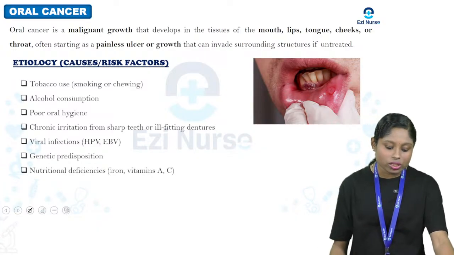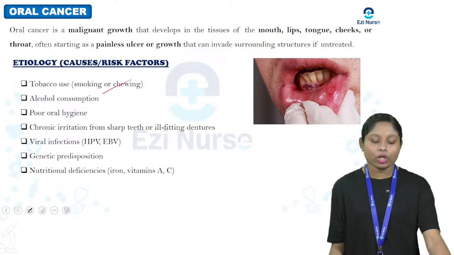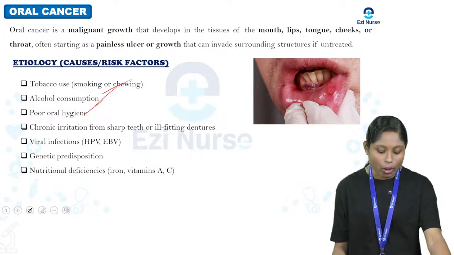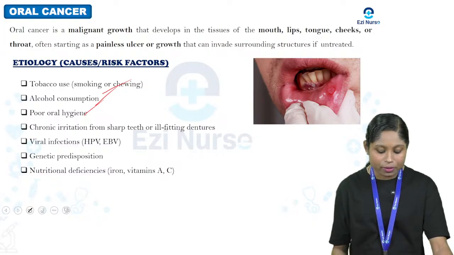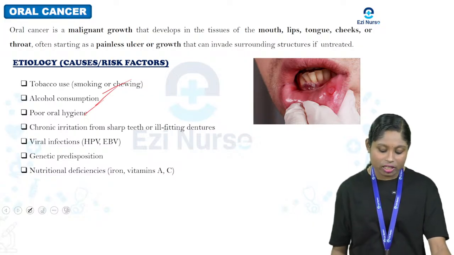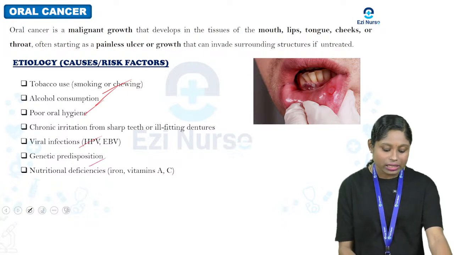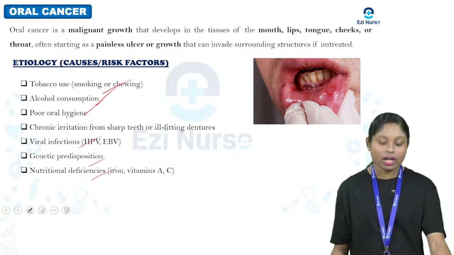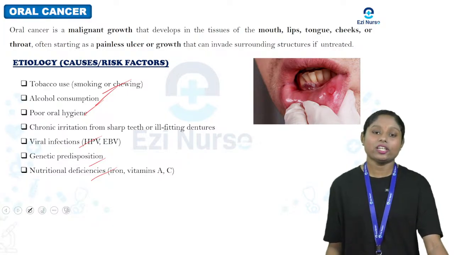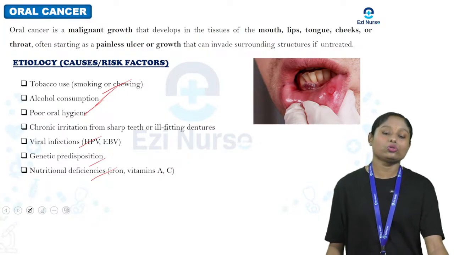So what are the causes here? Tobacco use like smoking or chewing, alcohol consumption, poor oral hygiene, chronic irritation from sharp teeth or ill-fitting dentures, viral infections, genetic predisposition, nutritional deficiency. These are the main causes leading to oral cancer. It is mainly smoking and use of tobacco.